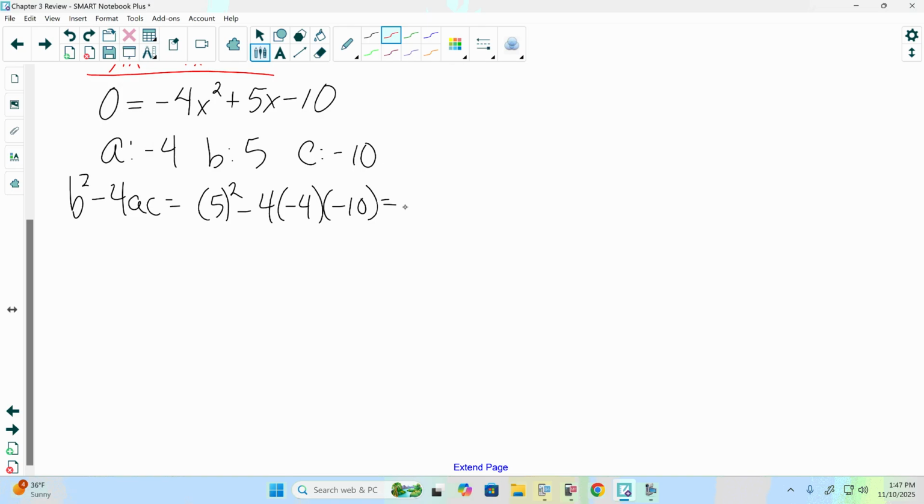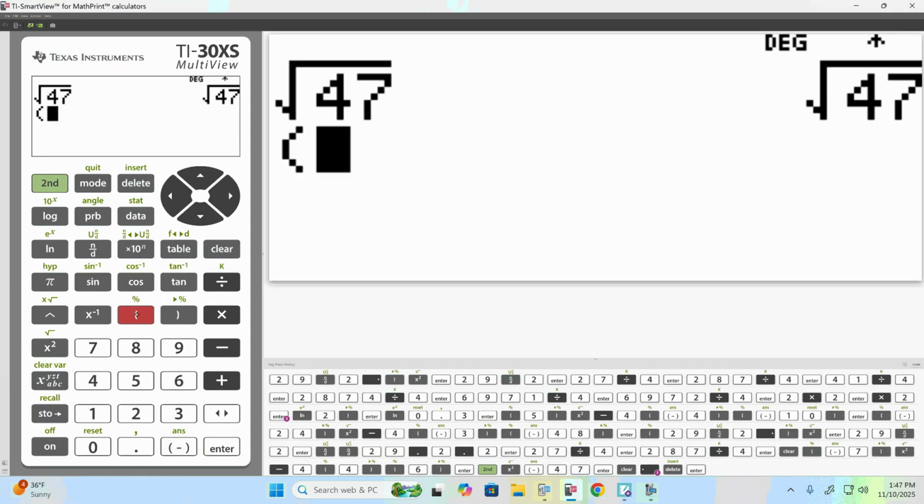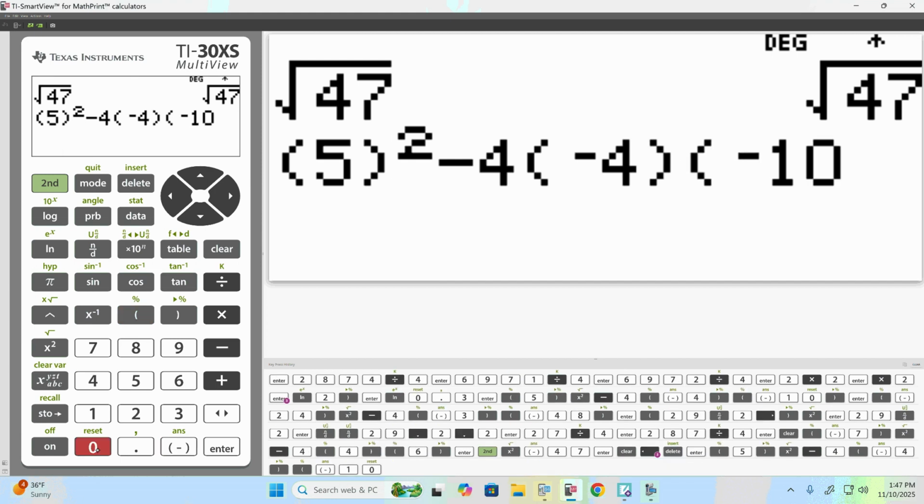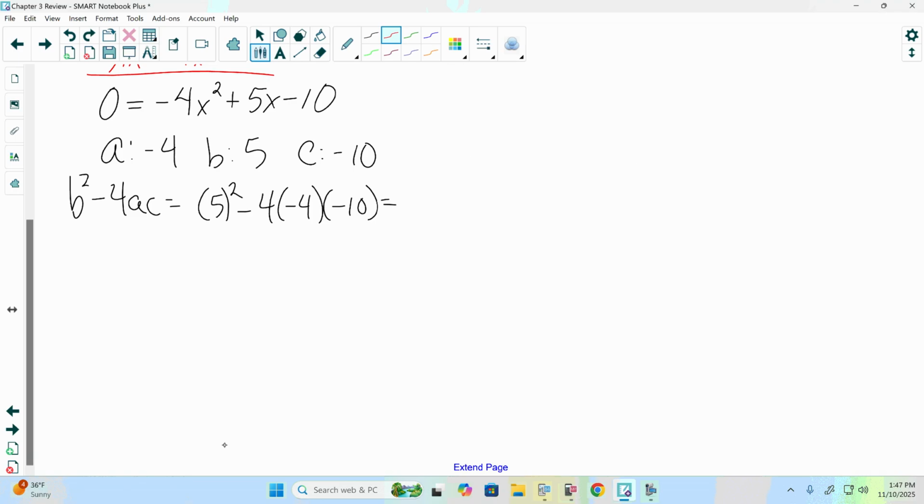Questions on this so far? So we're calculating 5 squared minus 4 times negative 4 times negative 10, which is negative 135.